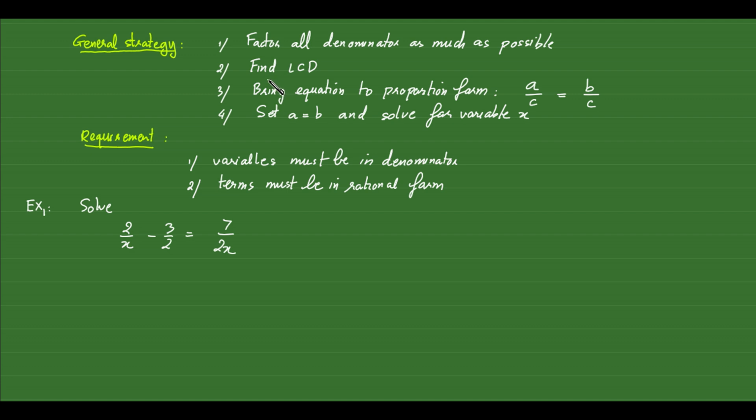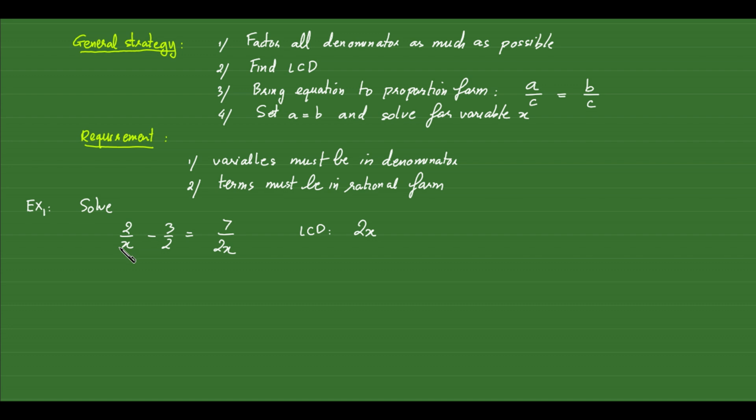Try to find the LCD for all of them, for all the terms here. The LCD over here, because this is x, this is 2, and this is x, this is 2. So the LCD will be, you're going to take all the different factors, which in this case will be 2x.